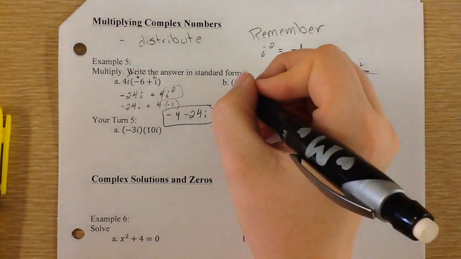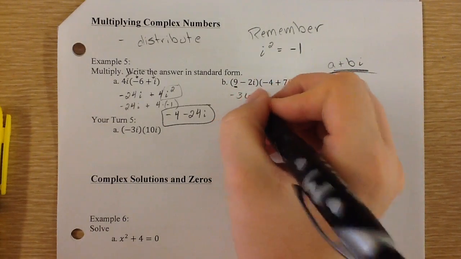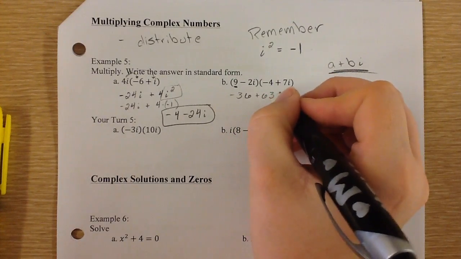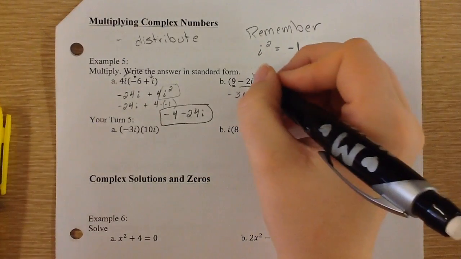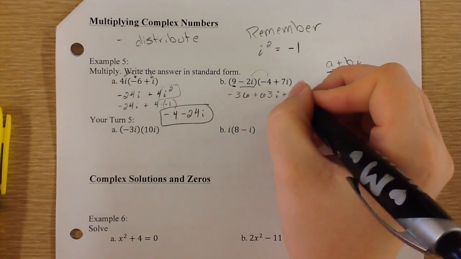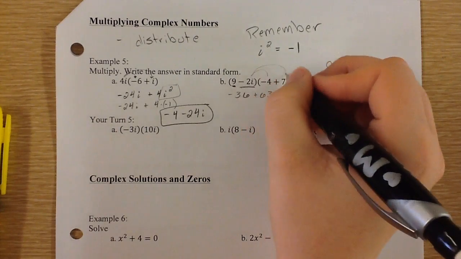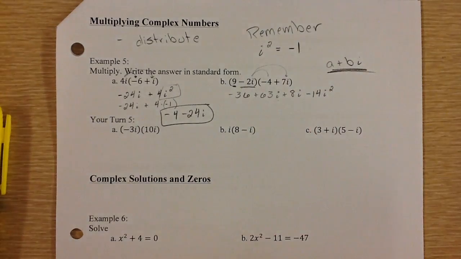So again, we distribute. Let's multiply by the 9. 9 times negative 4 is negative 36. 9 times 7i gives me 63i. So that's multiplying by the 9. Now let's multiply by the negative 2i. Negative 2i times negative 4 gives me positive 8i. Negative 2i times 7i gives me negative 14i squared.